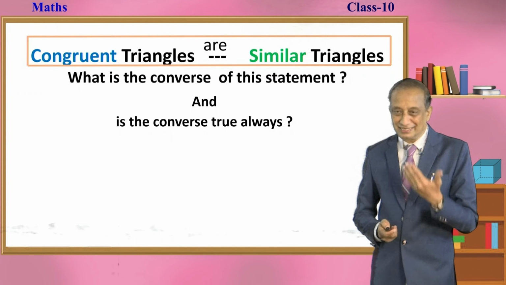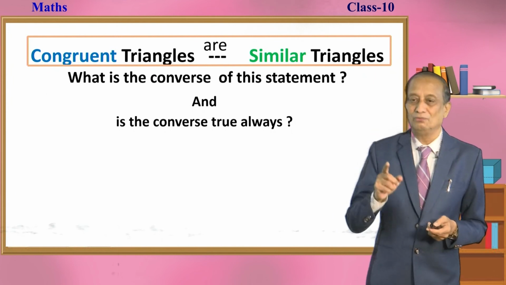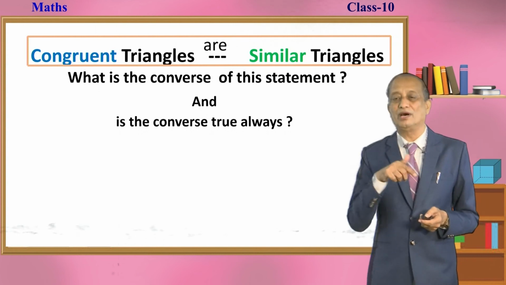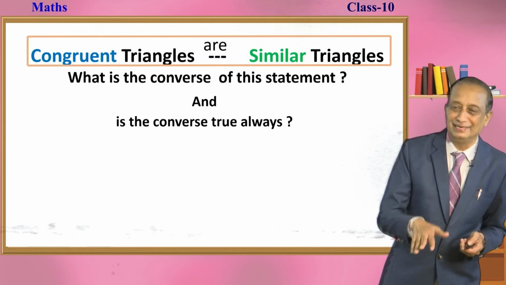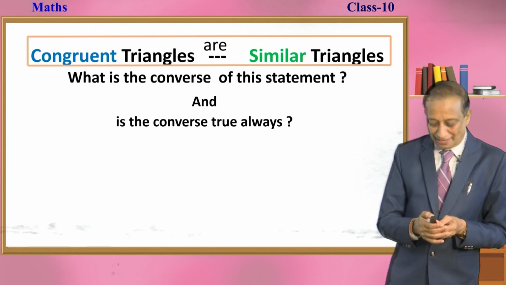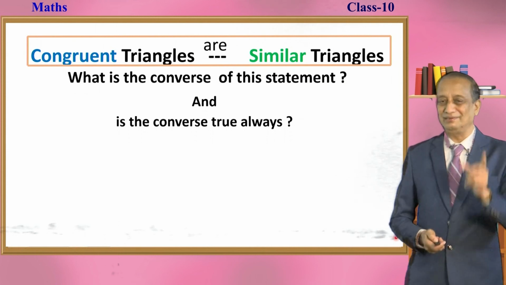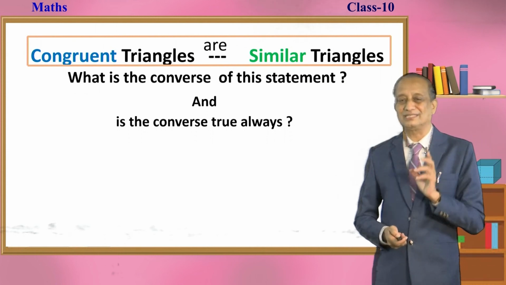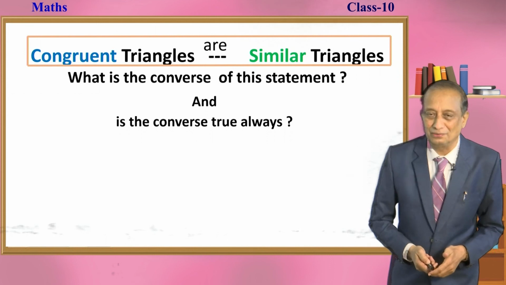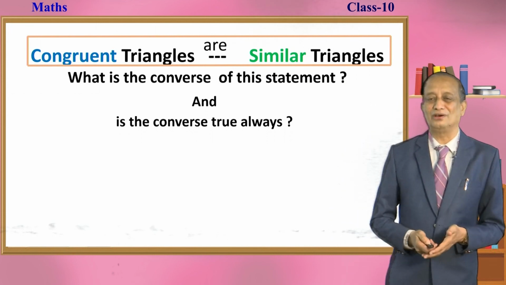And once you state the converse also, you should never stop there. You should always inspect whether the converse is true or false also, because there are many cases where the converse is not at all true. So, we have to validate that also. Is the converse always true? Can you tell me the converse of the statement? If two triangles are congruent, then they are called similar triangles. What is the converse of this?